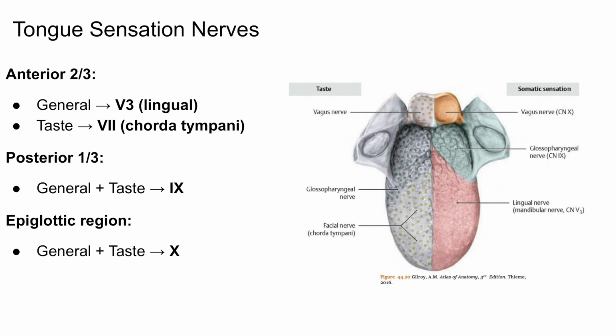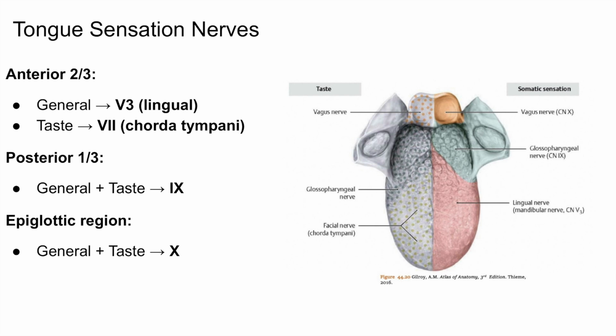The posterior 1/3 simplifies things. Both general sensation and taste are handled by cranial nerve 9. There's no splitting here. Cranial nerve 9 does everything for that region. Finally, the small but testable piece is the epiglottic region. Both general sensation and taste here are handled by cranial nerve 10, or vagus. It's a small territory, but it shows up in questions because it's easy to forget.